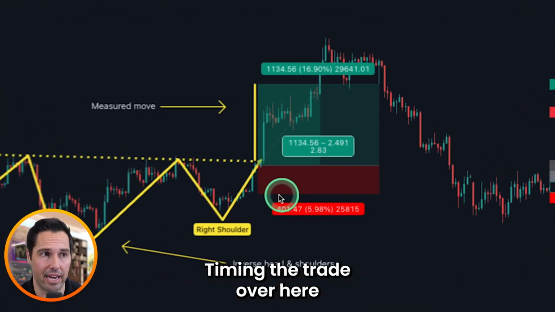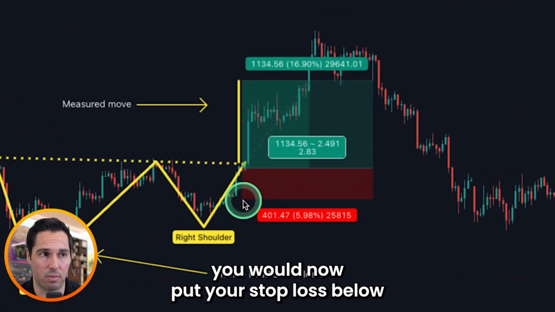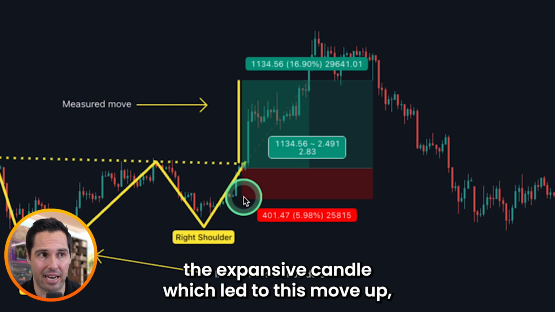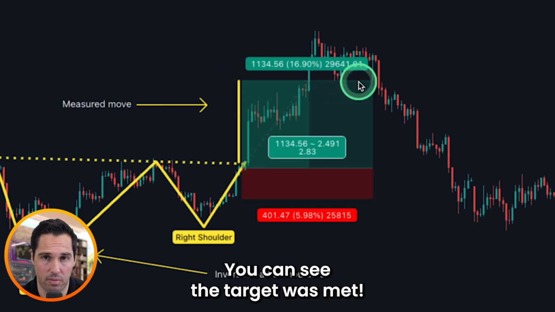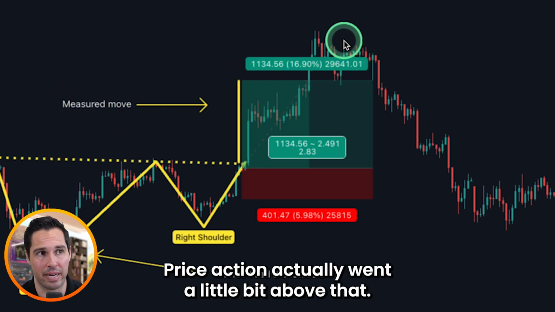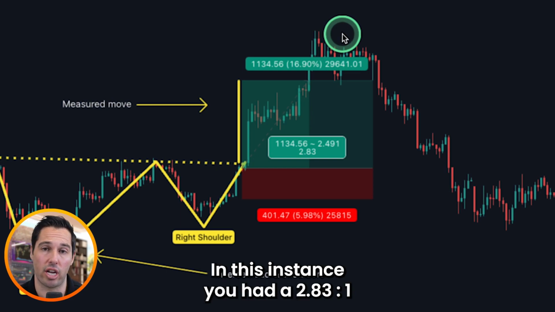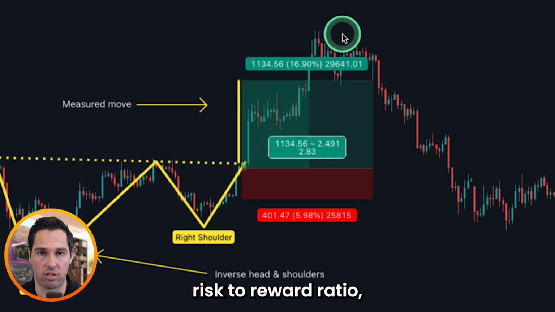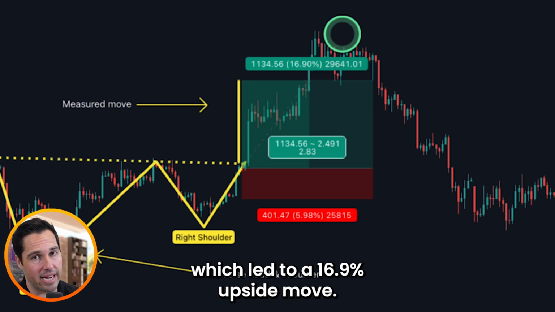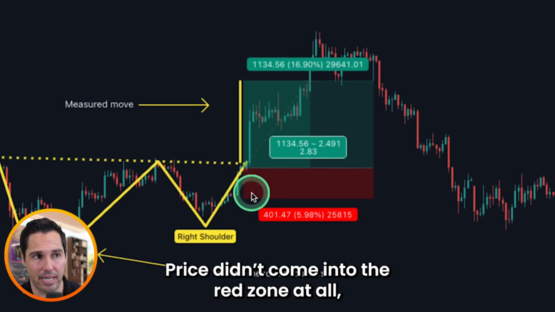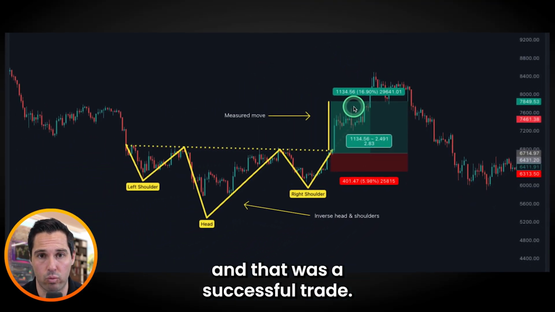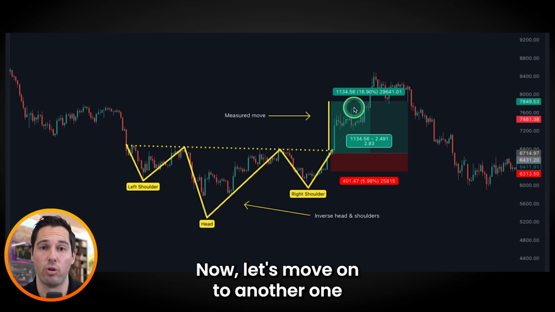Timing the trade over here, you would now put your stop loss below the expansive candle which led to this move up, and you hold that position up to the measured move. You can see the target was met. Price action actually went a little bit above that. In this instance, you had a 2.83 to 1 risk to reward ratio, which led to a 16.9% upside move. A pretty good trade. You had absolutely no drawdown. Price didn't come into the red zone at all, and that was a successful trade. Now let's move on to another one.